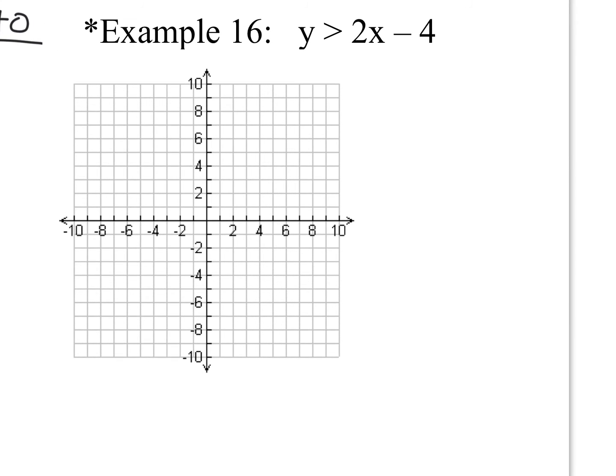Alright, try this one. This one I'm going to give you about 30 seconds or so, because if you look at the form, you're going to see it's not that bad. So I'll give you about 30 seconds to do this one, then we'll talk.